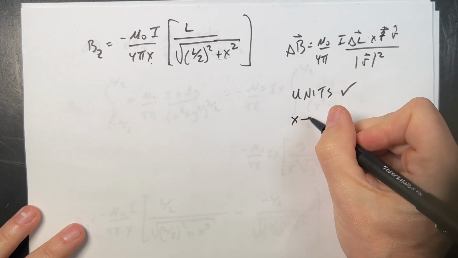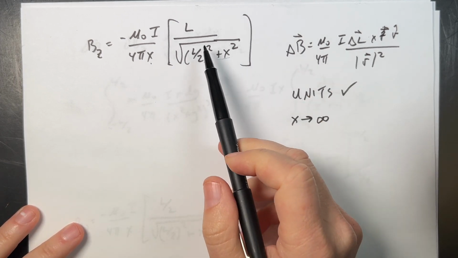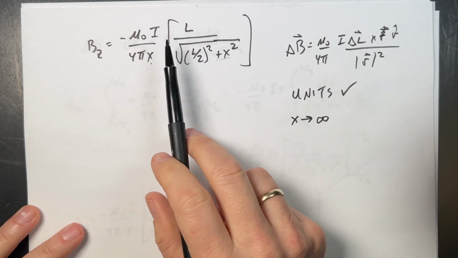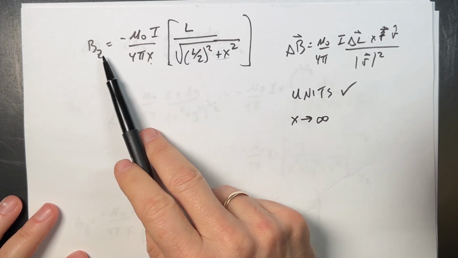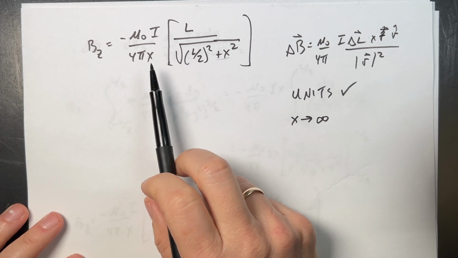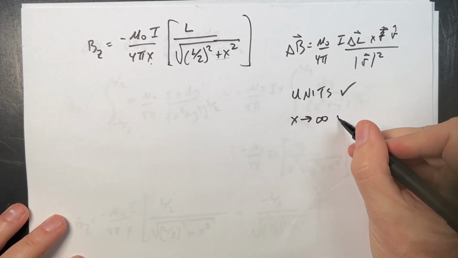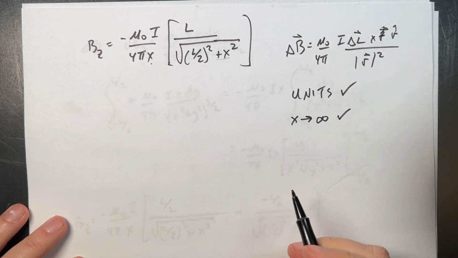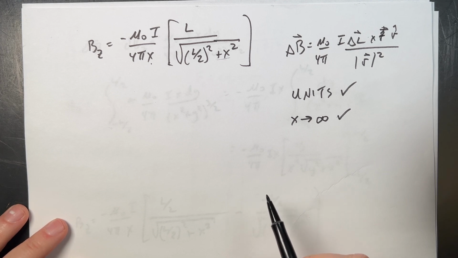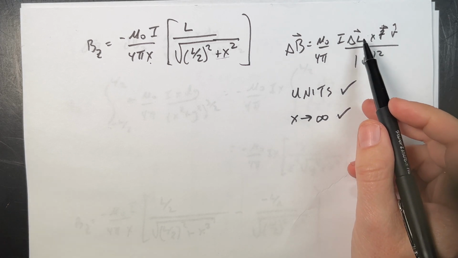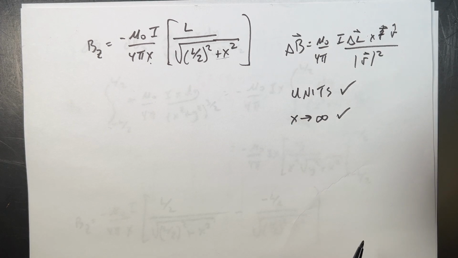Now, what if I move really far away? So as x goes to infinity, what happens to the magnetic field? Well, down here, I have no x's on the top. So clearly, as x increases, the magnetic field decreases. And that makes sense, right? The magnetic field due to a wire should decrease. And then you could do, as delta L gets really small, this should go back over to this form. I'm not going to do that one. I'm just going to do these 2 checks.